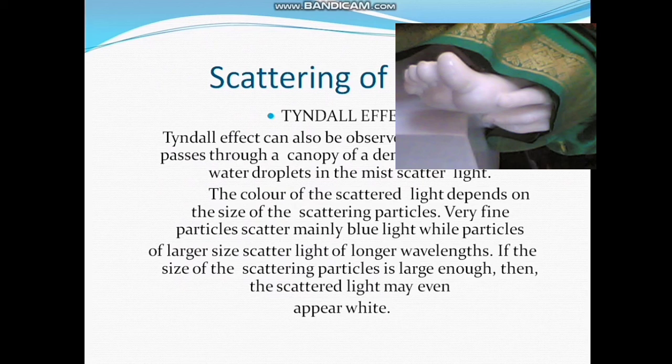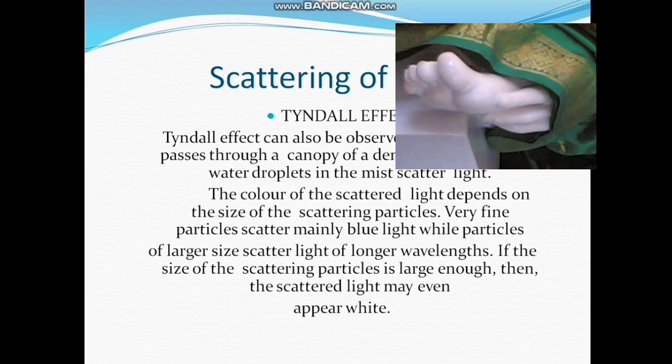The Earth's atmosphere is a heterogeneous mixture of minute particles. They include smoke, water droplets, suspended particulate matter and many more. When a beam of light strikes such a fine particle, the path of the beam becomes visible. The light reaches us after being reflected by these particles. The phenomenon of scattering of light by colloidal particles gives rise to the Tyndall effect.